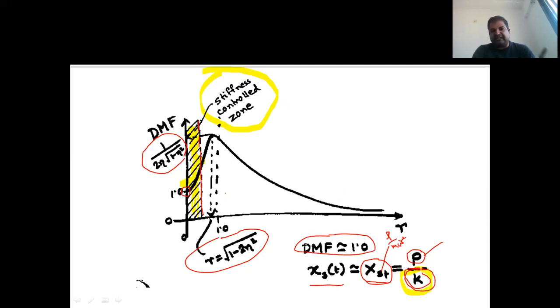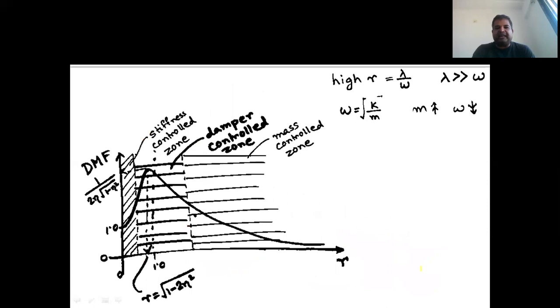Now let us see further the same graph, and I will try to define the other zone. For example, if I take the value of R, the lambda by omega ratio, which is very high, on this side, you can see this R value is very high. So if my value of R is very high, in this case the operating frequency is much greater than the value of natural frequency.